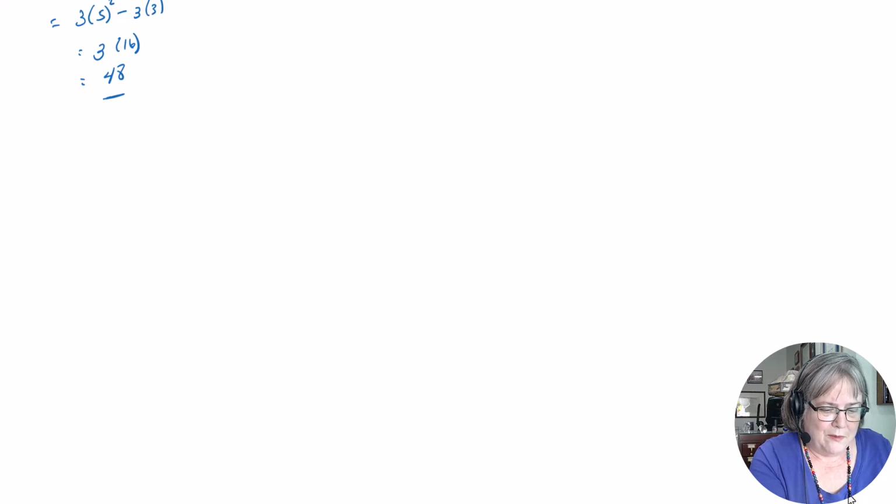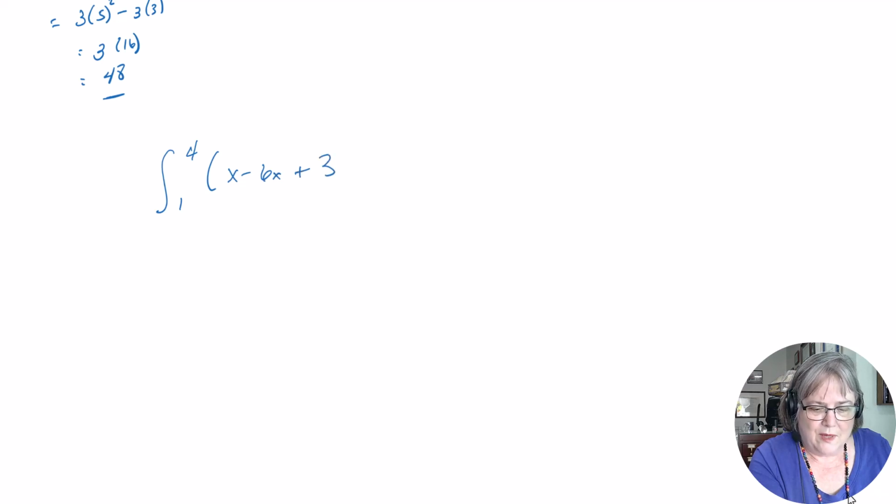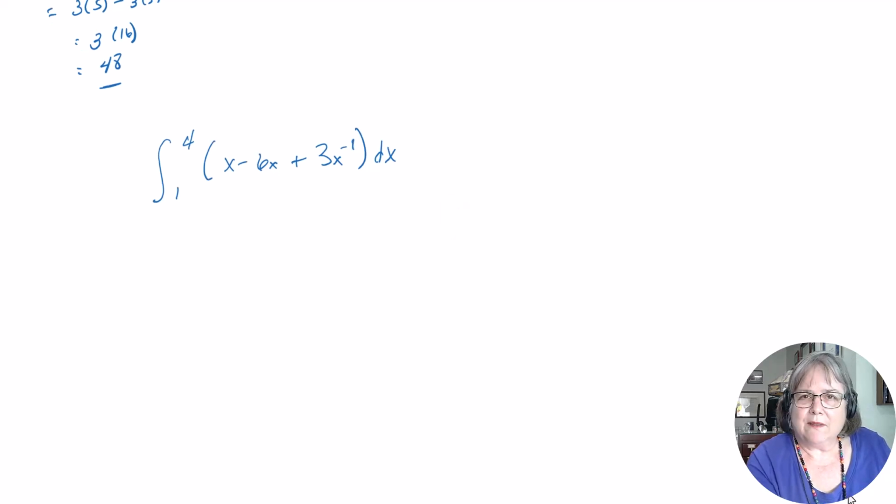So what happens if I wanted to integrate from 1 to 4, x minus 6x plus 3x to the minus 1 dx? Now, I just want to kind of gradually build you through these. So you go, okay, this looks like it's going to be power rule, right? Because I've got a series of terms with powers in it. So you add 1 to the power, divide by the new power.